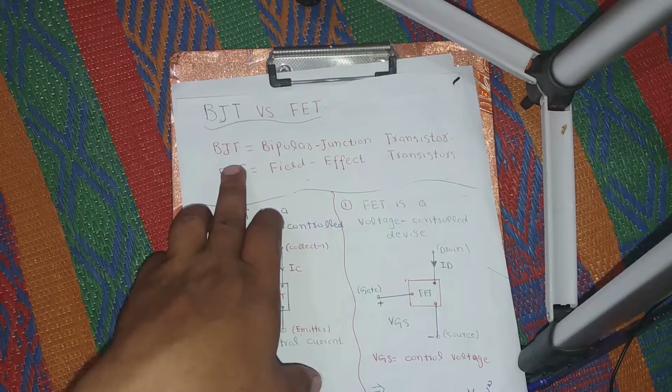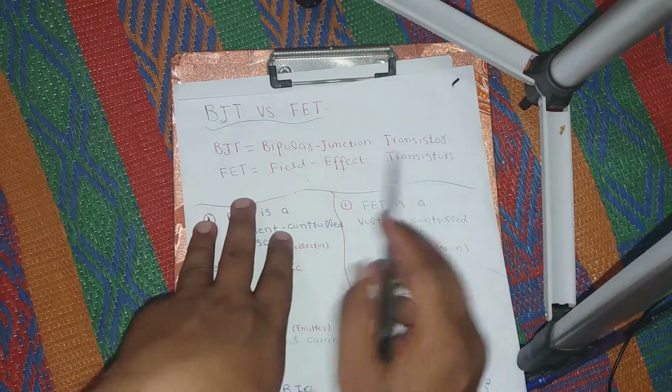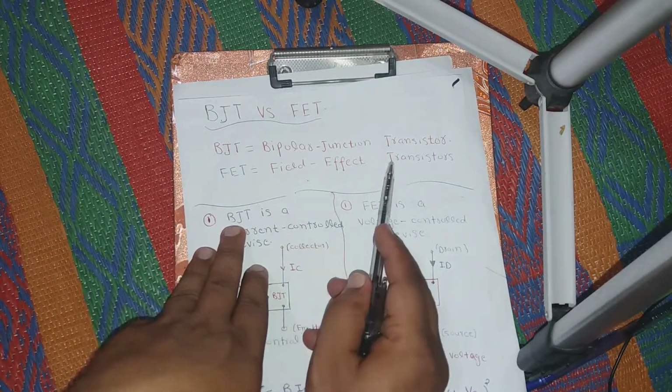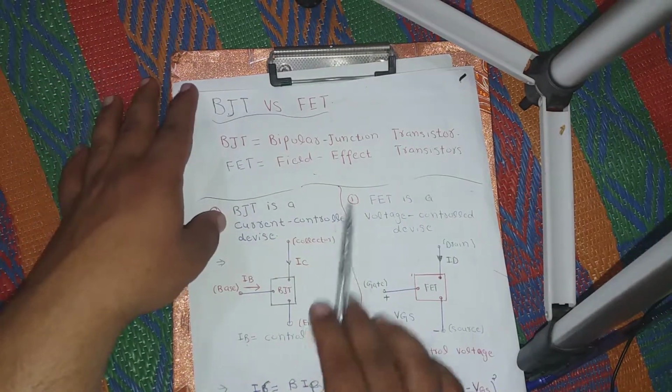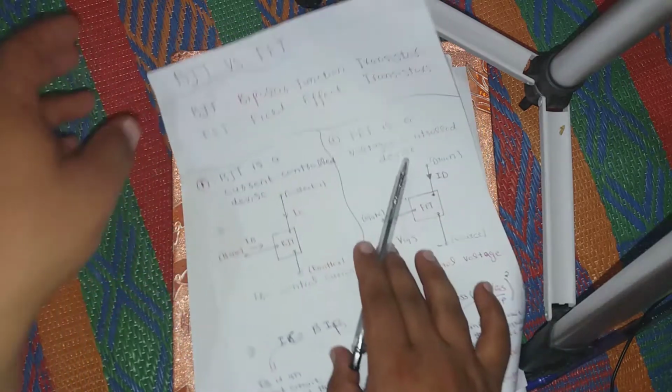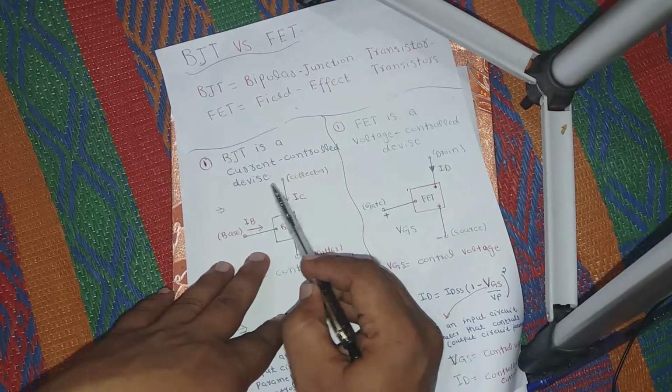BJT stands for Bipolar Junction Transistor and FET stands for Field Effect Transistor. Now let us discuss the first difference between BJT and FET, which is a really important one. That is, BJT is a current control device.